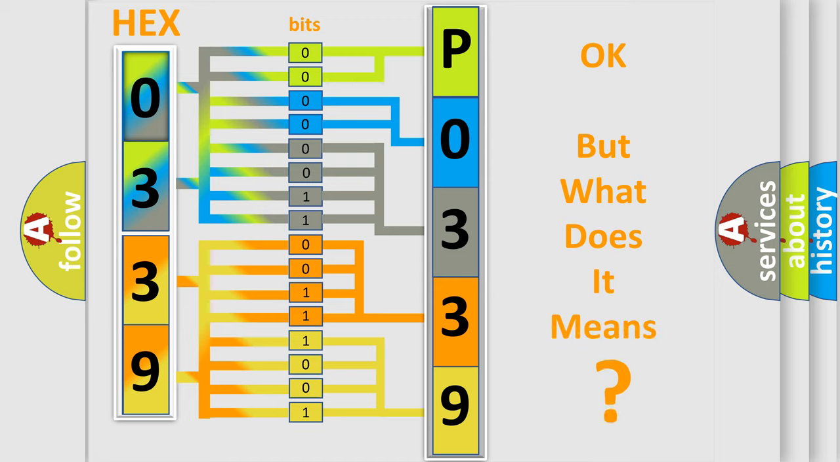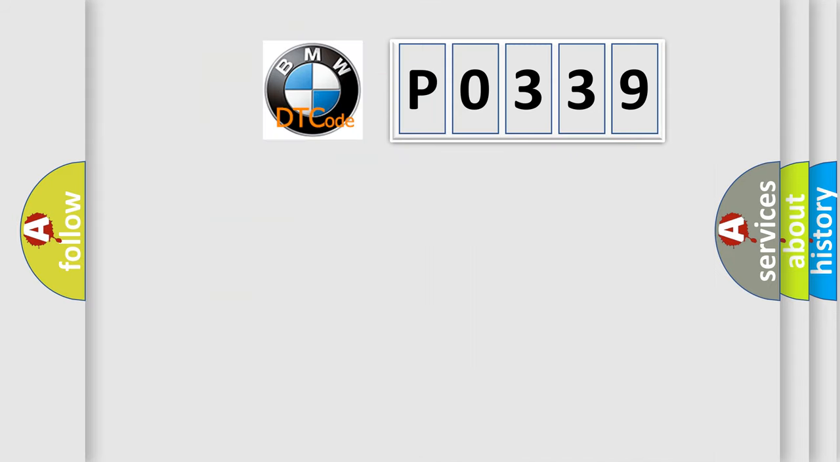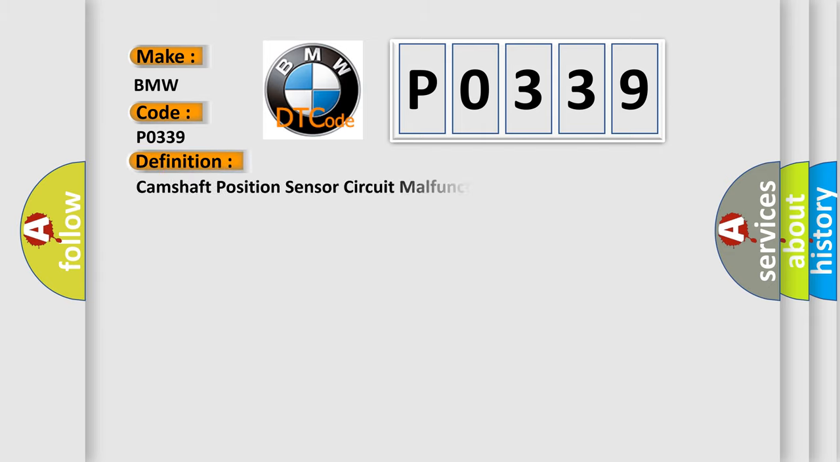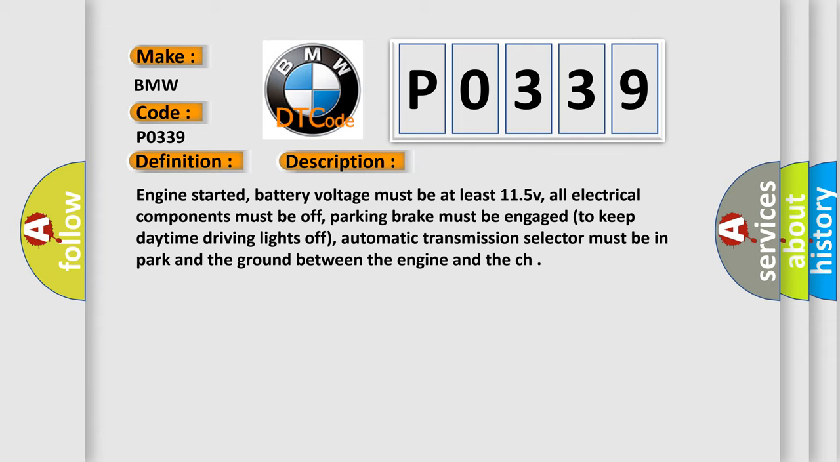The number itself does not make sense to us if we cannot assign information to what it actually expresses. So, what does the diagnostic trouble code P0339 specifically interpret for BMW car manufacturers? The basic definition is camshaft position sensor circuit malfunction. And now this is a short description of this DTC code.